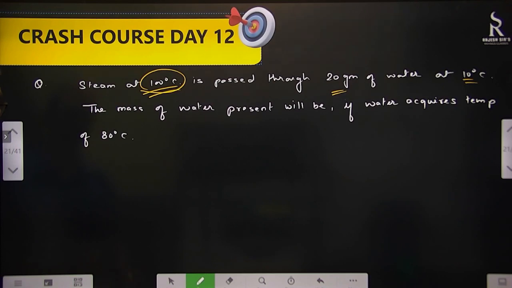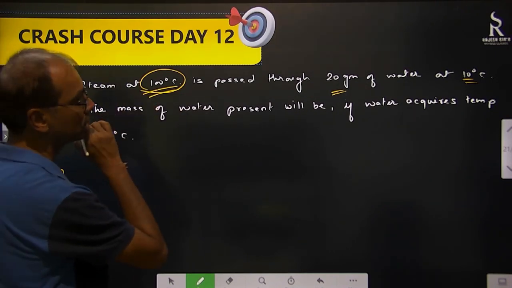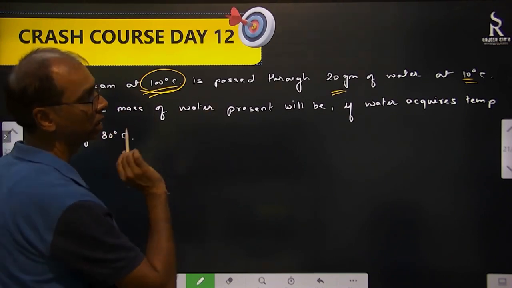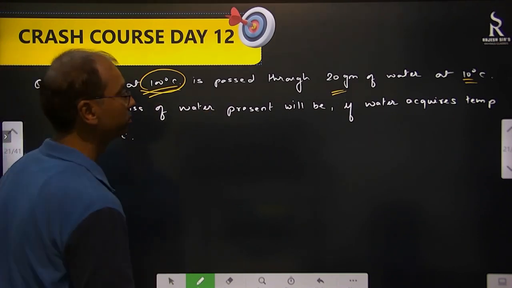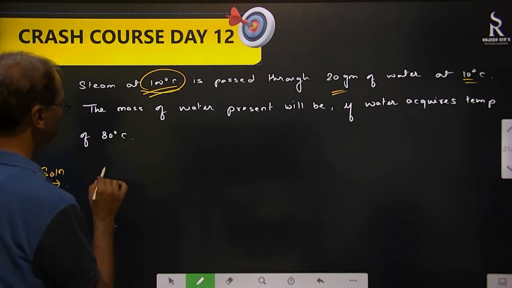Okay, how to do? See. Okay, so now what to do? First thing is, steam at 100 degree centigrade is there, and there is 20 gram of water. Okay. How much is mass of steam? Let's assume mass of steam is m.